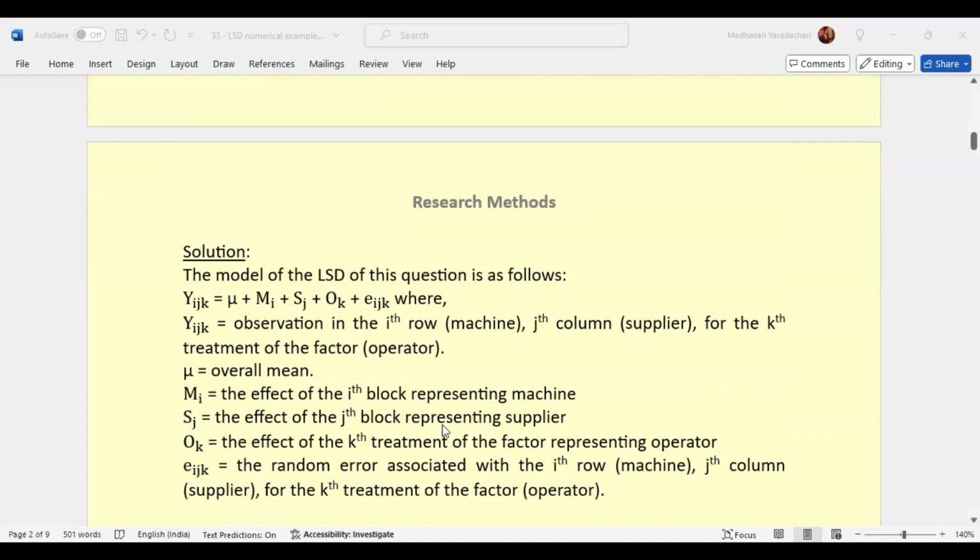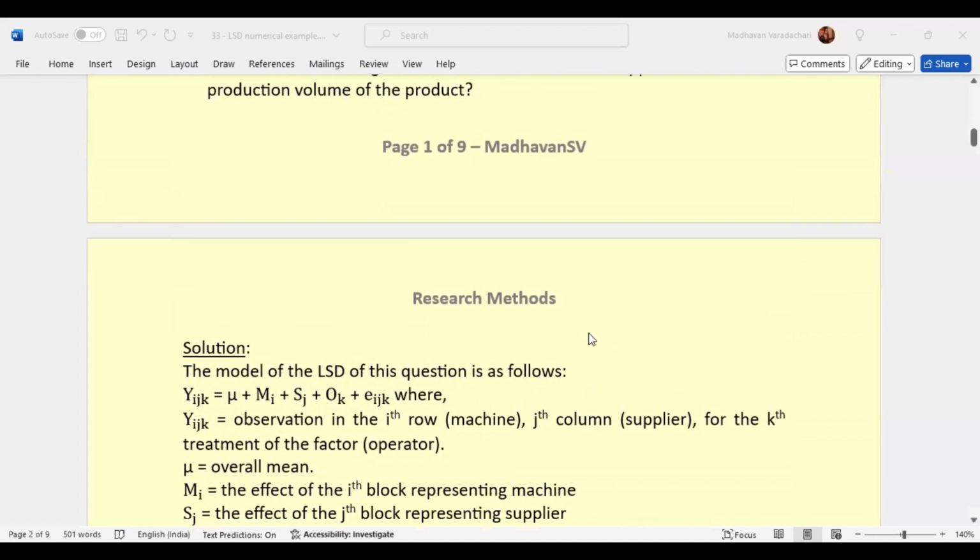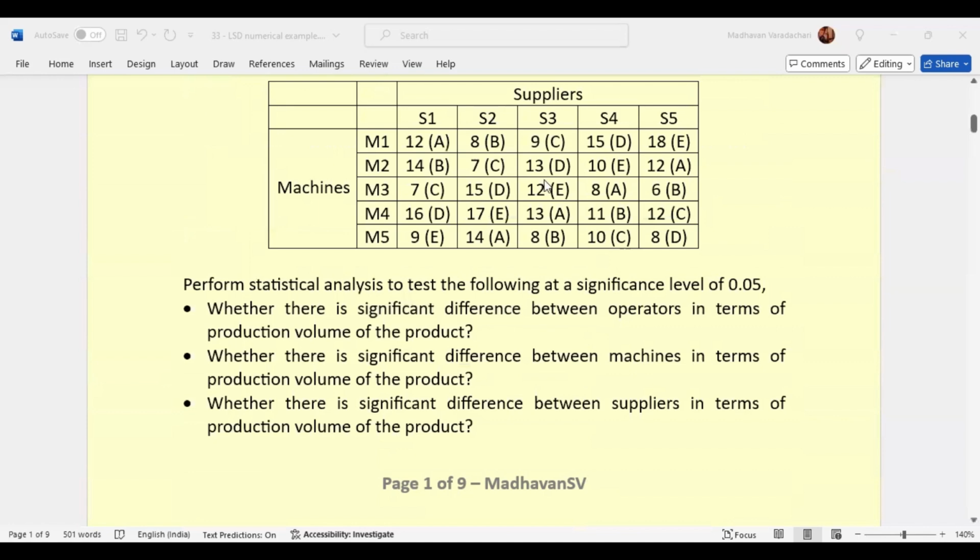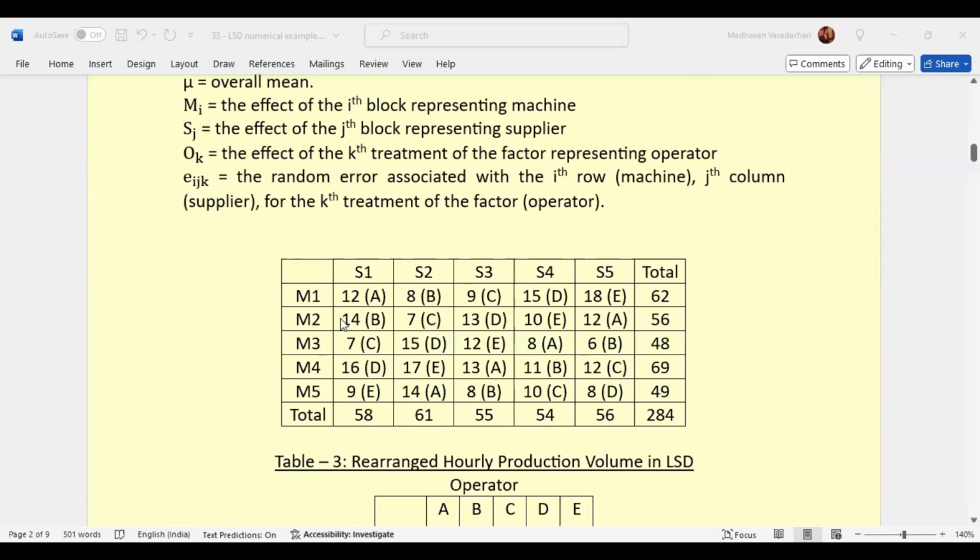Then what we did here in this table is, from this data, whatever is being collected, we just got the column totals and row totals. That means 12 plus 8 plus 9 plus 15 plus 18, we get 62. Similarly, for the column, 9 plus 13 plus 12 plus 13 plus 8, we get 55.